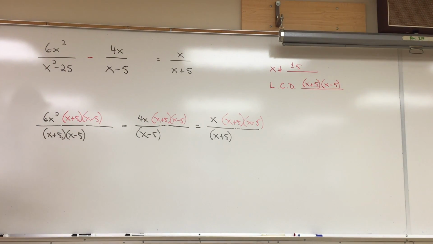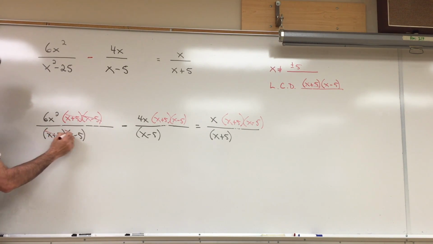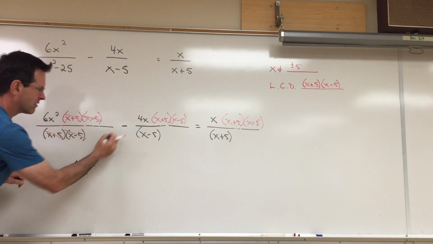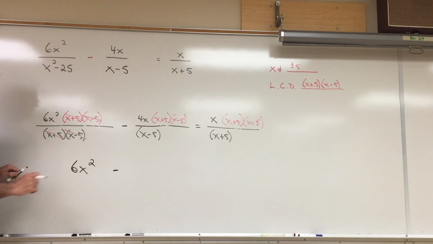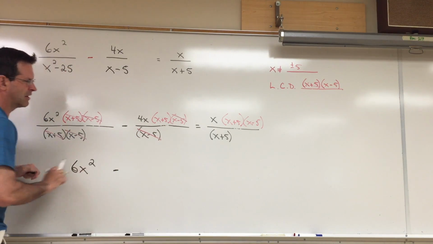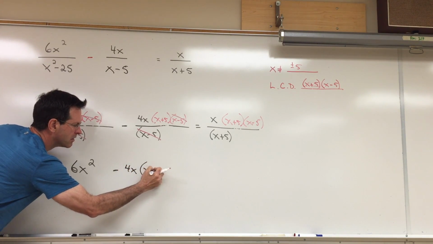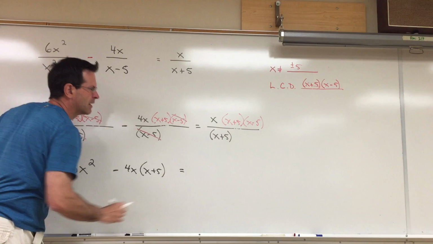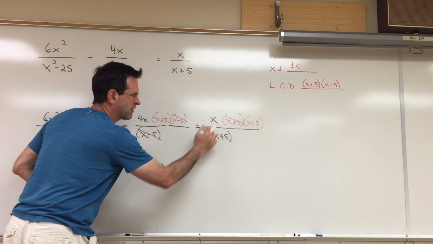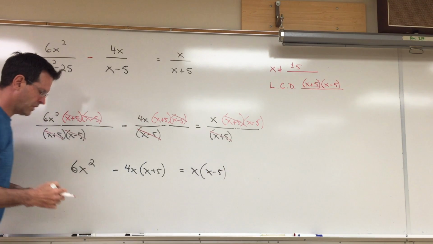Are there any common factors now that we can cancel out, top and bottom? An x plus 5 and x plus 5, an x minus 5 and an x minus 5. We cancel both of them. All that leaves us with is 6x squared, subtraction sign. Anything common top and bottom here? The x minus 5 in the top and the x minus 5 in the bottom. All that leaves us with is 4x times x plus 5, equal sign. And last one, we have an x plus 5 in the top and the bottom. All that leaves us with is x times x minus 5. We got a new equation here.